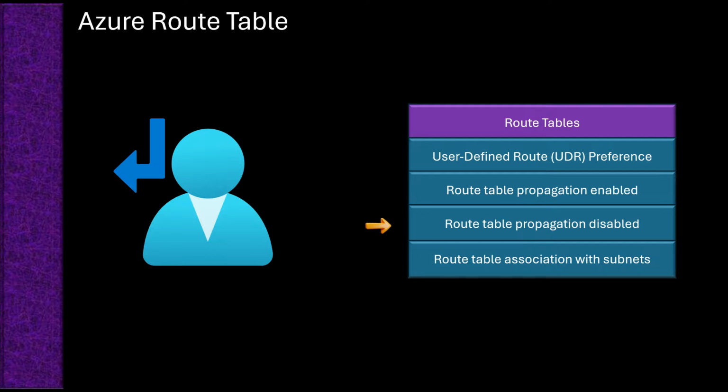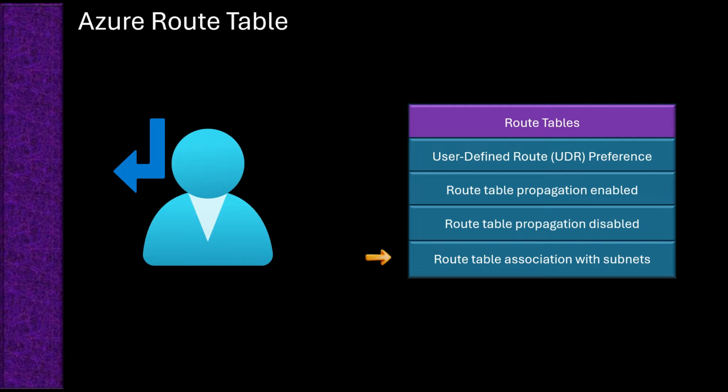When route propagation is disabled on the route table, BGP-learned routes are not added to the route table and only user-defined and system routes are followed. This is helpful when you want to control the routing path strictly through custom-defined routes without automatic updates from on-premises networks. Disabling propagation can simplify routing, especially if there is no need to dynamically update Azure subnets with on-premises route information.